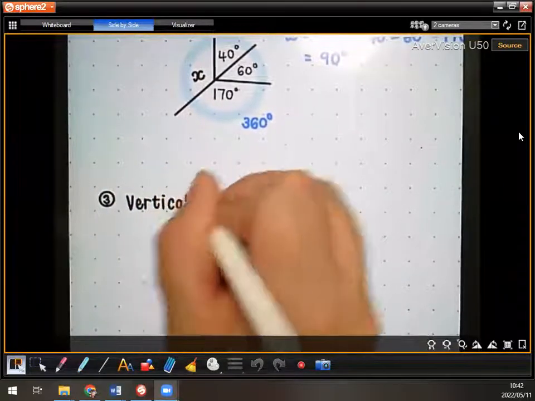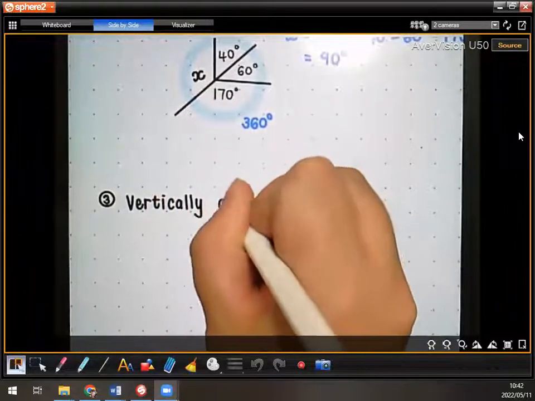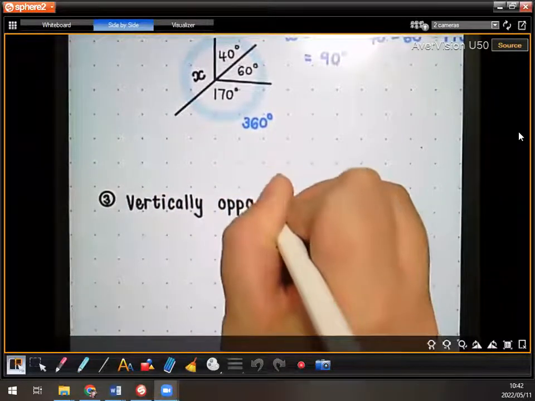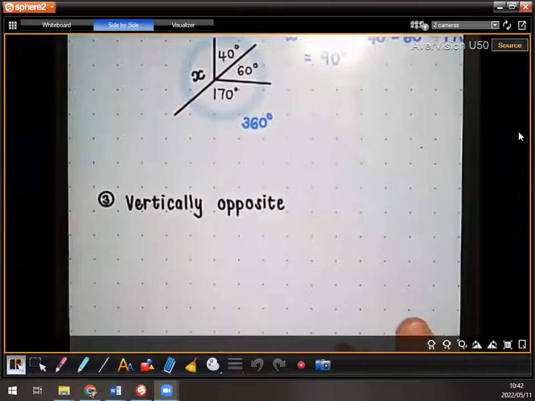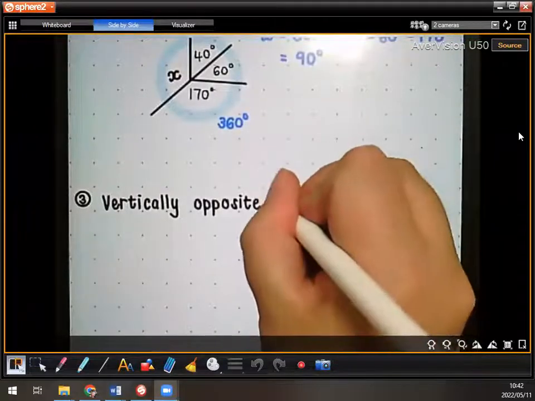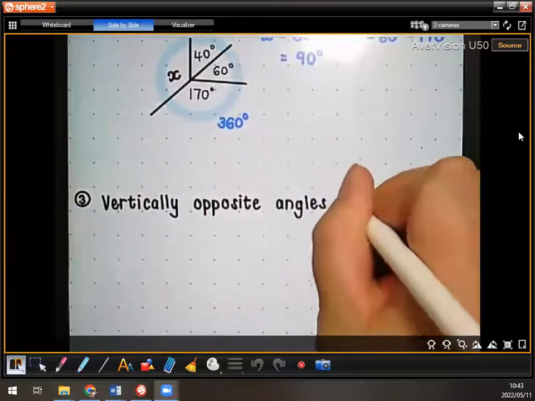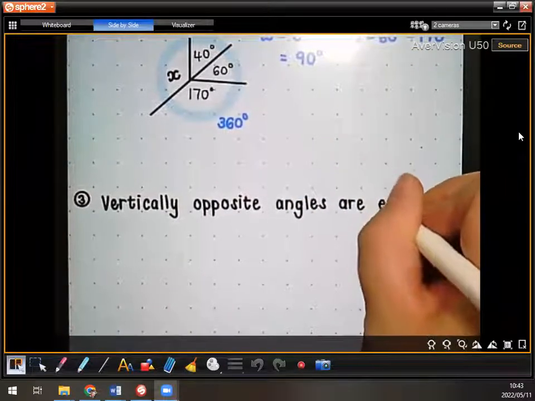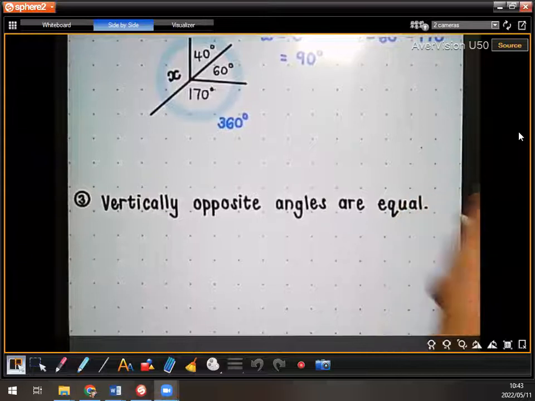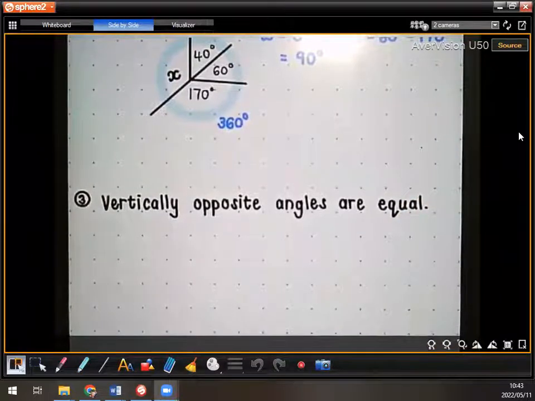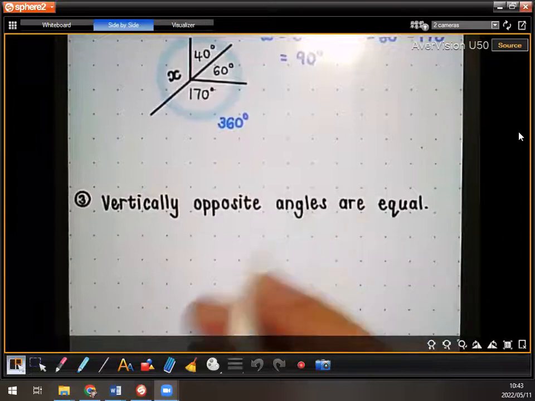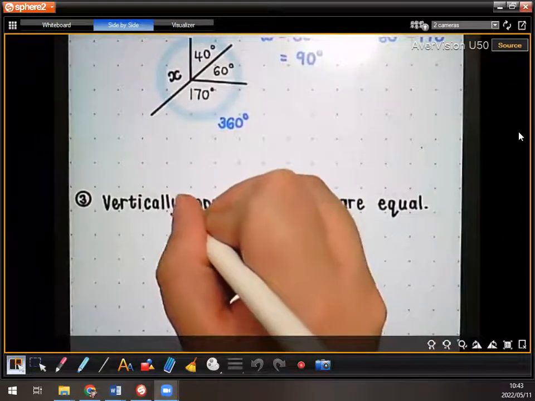Okay, the third rule, vertically opposite angles, and I'll explain to you now what that actually means. Vertically opposite angles are equal. This is a rule that actually doesn't require any calculations. You'll see when we do it. I just want to write down what vertically opposite angles actually are.